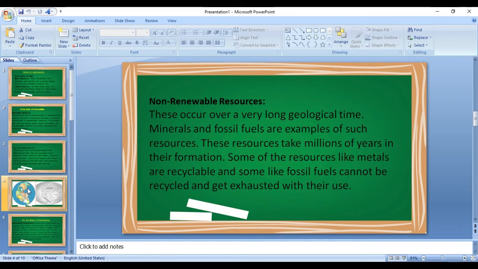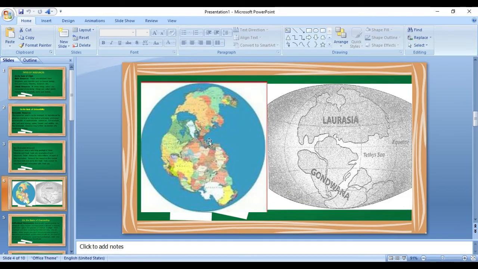Now see this diagram. Initially, all the continents on earth were one single landmass. We used to call it Pangea. But if you look at this diagram, later, due to the internal forces, convectional forces, it got separated into Laurasia and Gondwana, as you can see. And in between Laurasia and Gondwana, we had this Tethys Sea.